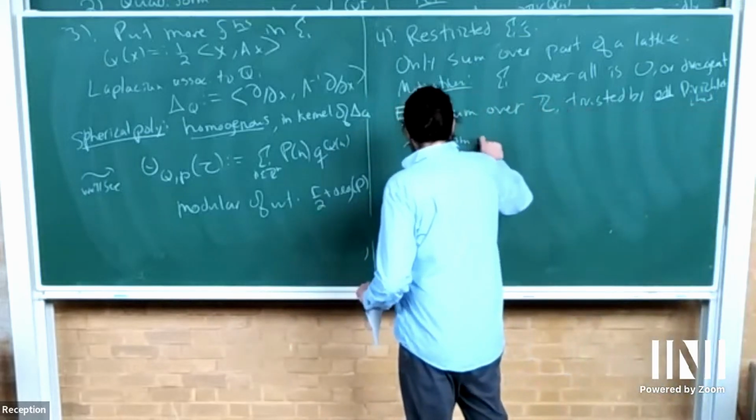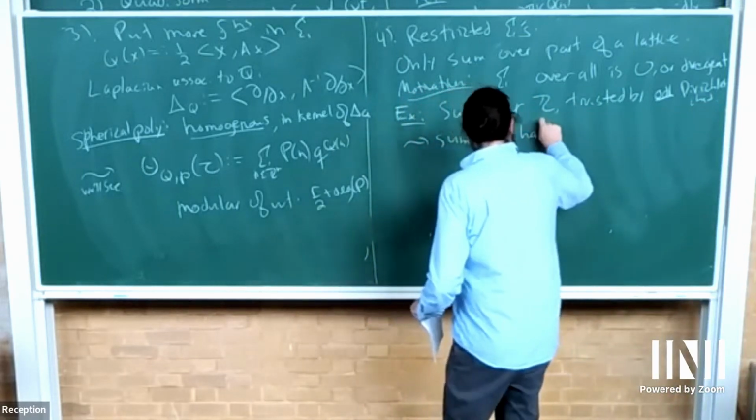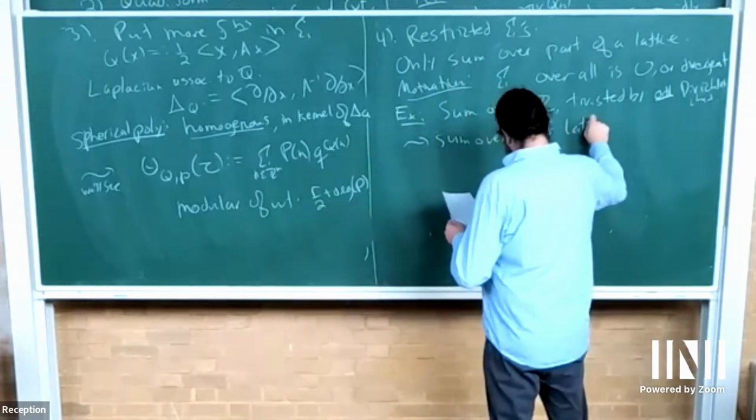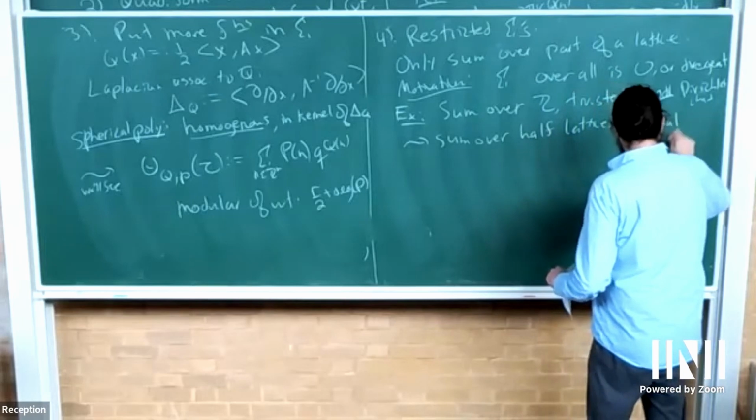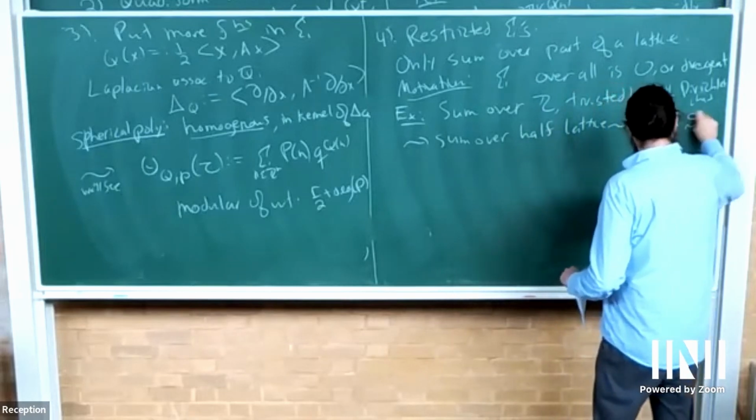So you may sum over half and less. Okay. And such a thing, because you only sum over half of it, is called a partial theta function.